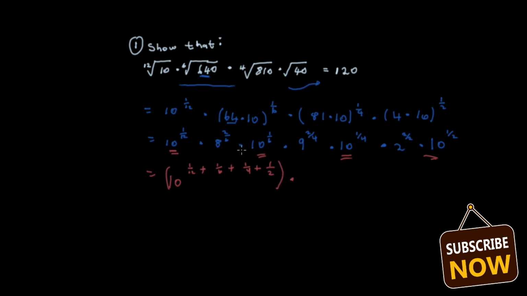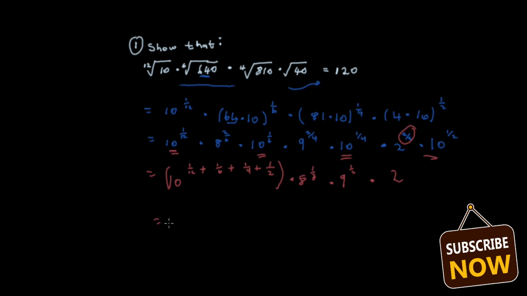Now we can deal with this part and say 8 to the power of 2 over 6 would be 8 to the power of 1 over 3, which is the cube root of 8, multiplied by 9 to the power of 2 over 4, which is 9 to the power of 1 over 2, the square root of 9, multiplied by 2 only, because these 2's will cancel each other.